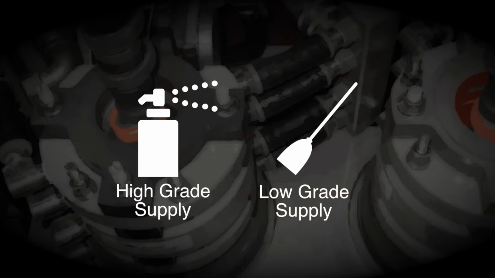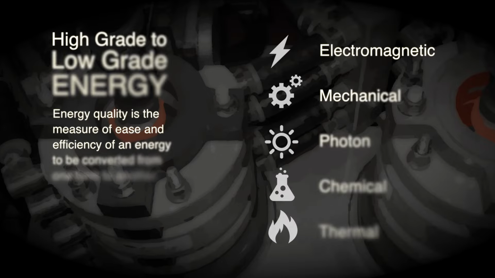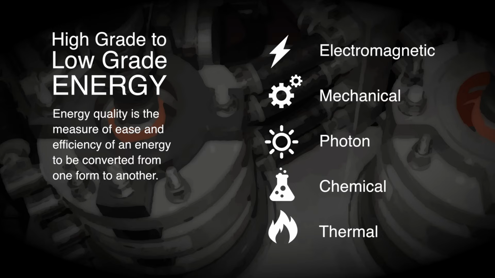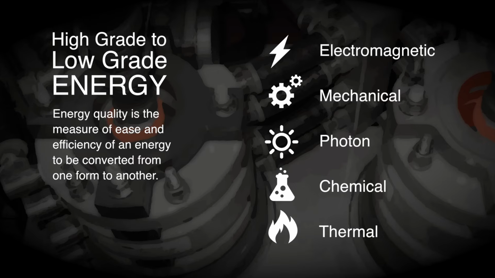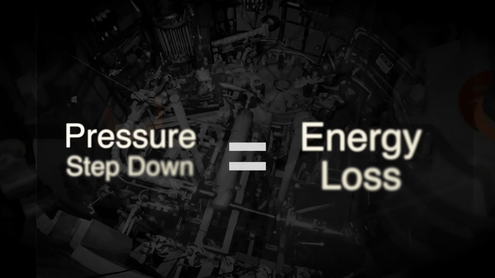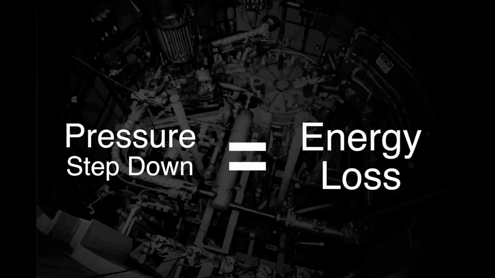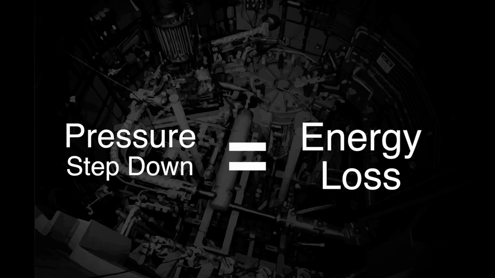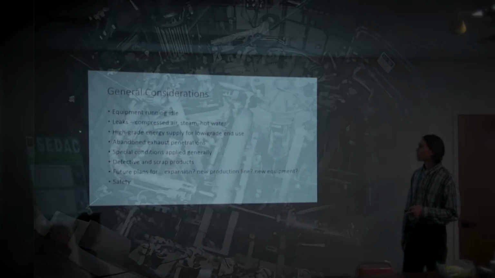So one facility that I was visiting, they import steam from a cogen plant at 250 psi, and they don't have any use in the plant for that level of steam. So they immediately step it down in pressure. Well, there's a huge energy loss in that step down.